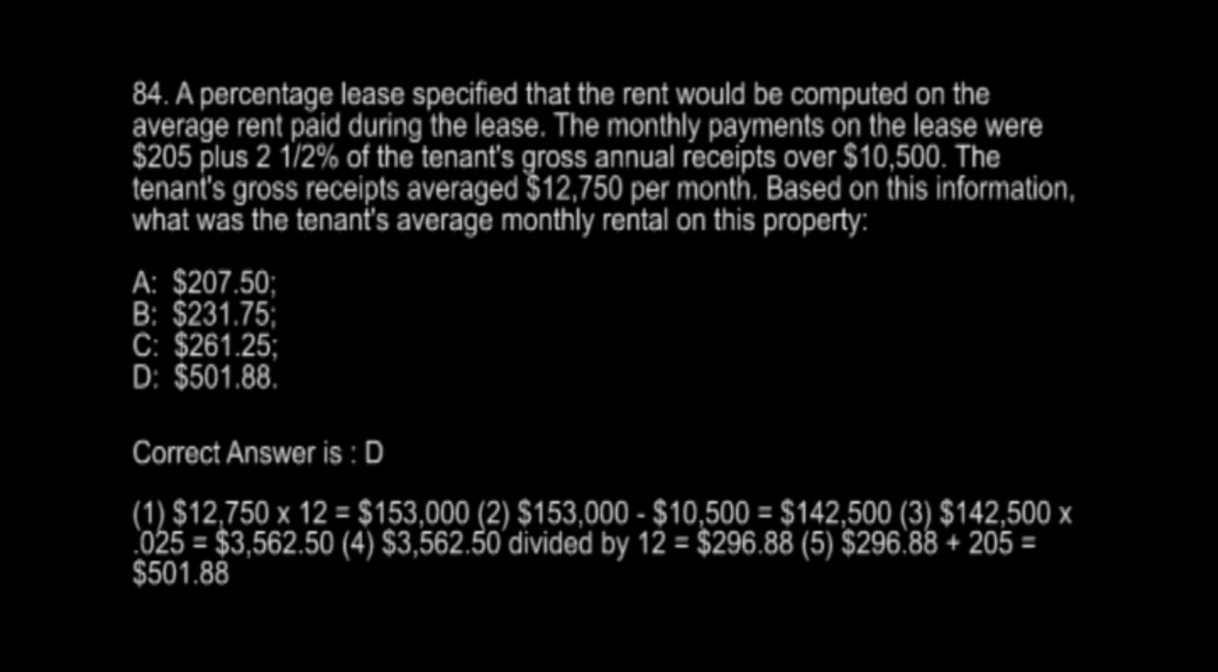Correct answer is D. 1. $12,750 times 12 equals $153,000. 2. $153,000 minus $10,500 equals $142,500. 3. $142,500 times .025 equals $3,562.50. 4. $3,562.50 divided by 12 equals $296.88. 5. $296.88 plus $205 equals $501.88.